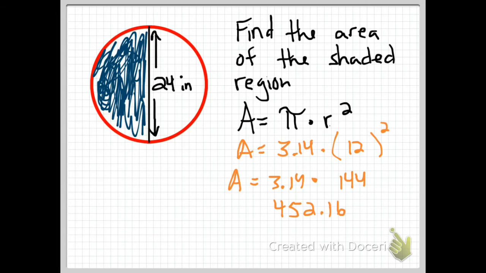So what am I going to do? I'm going to divide it by 2. So when we divide by 2, luckily it comes out nice and even for the most part, 226.08, but the unit of measure is still squared.